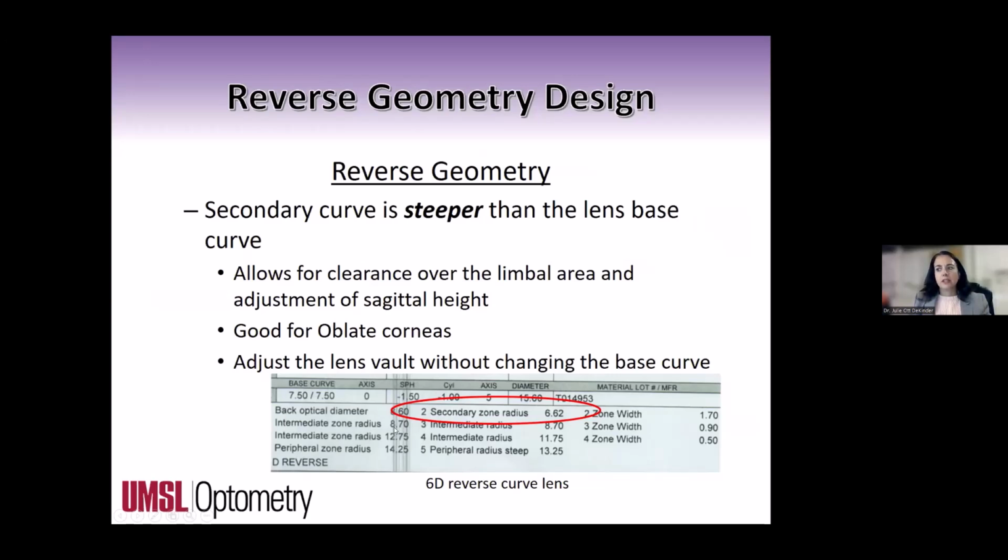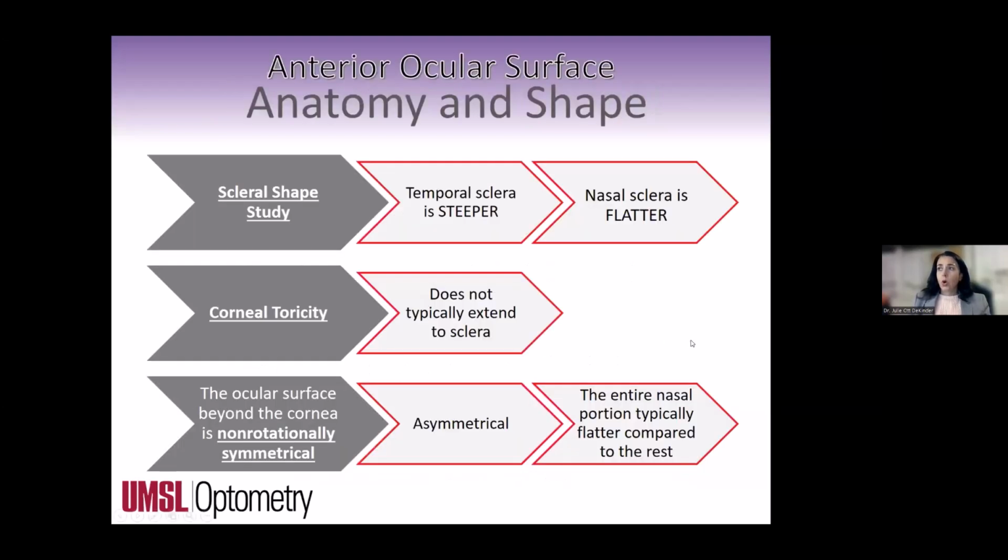So we go back to being flatter than your base curve, because you've got base curve, reverse curve, and then you've got to flatten out, because you're going to be way flatter out there in that limbal area moving into the sclera than you were at your central cornea. All right, so now let's talk about anatomy and shape.